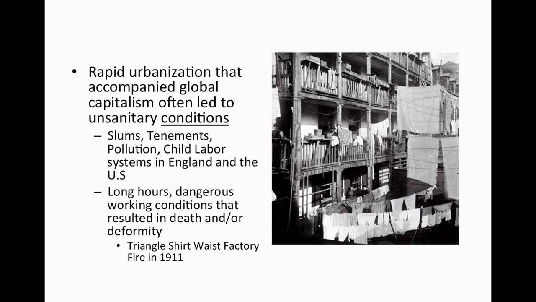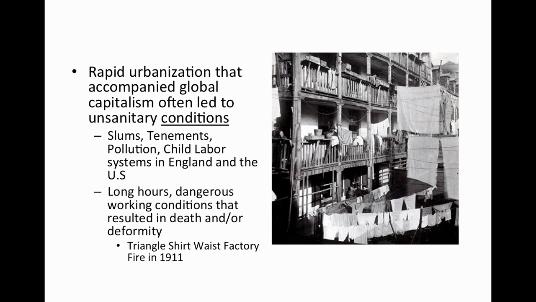Rapid urbanization, right? So as cities are growing, so do terrible conditions. You want to be able to identify what some of those conditions were. Remember, especially in the United States, immigrants would live in ethnic communities. The apartments would be known as tenements. The neighborhoods would be slums. Terrible pollution, crime, dangerous conditions in these factories. Child labor systems continued. Children were mistreated. Life expectancy was very low at the time. Long hours, chemicals, accidents, you name it, very common.